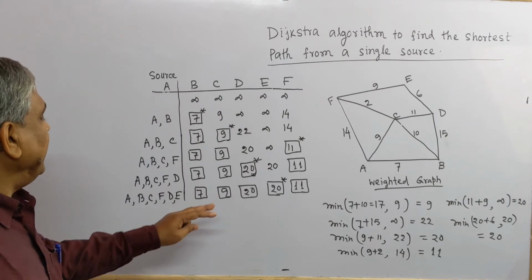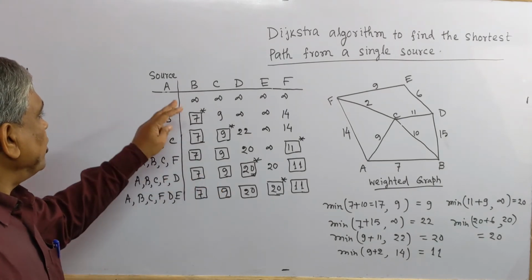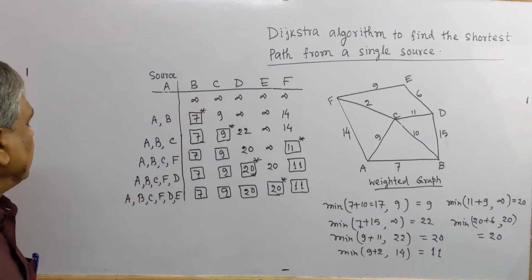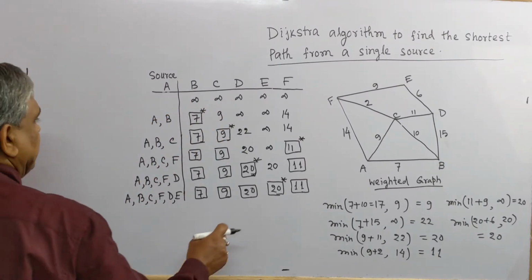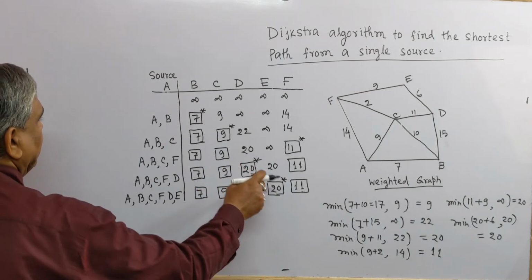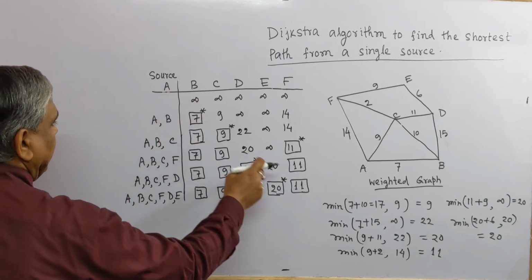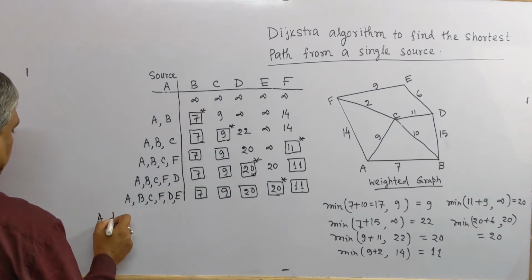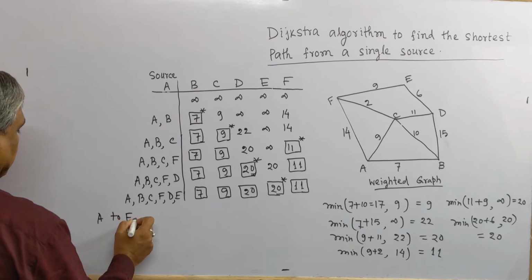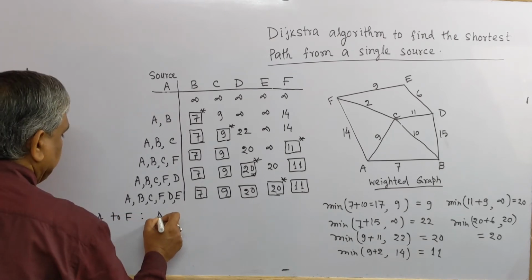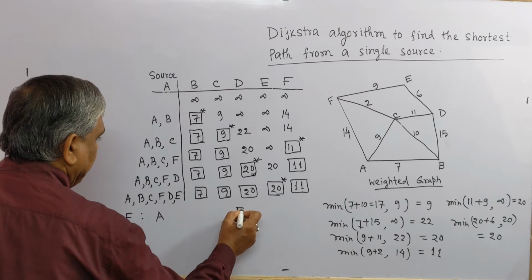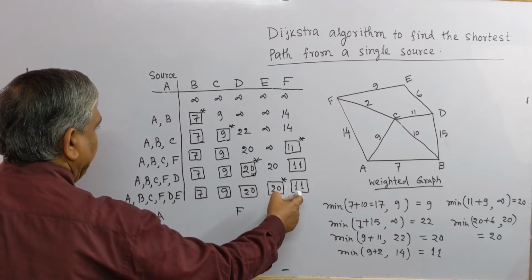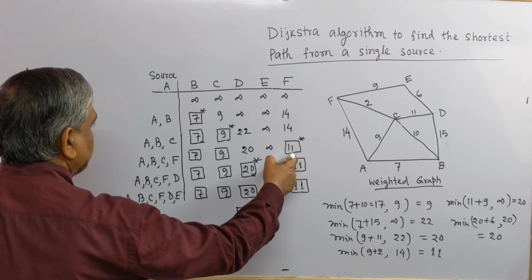Now we have to find the shortest path from A to different vertices. Firstly, we find the shortest path from A to F. We write A first and F last. Here we see 11, here also 11, here also 11.